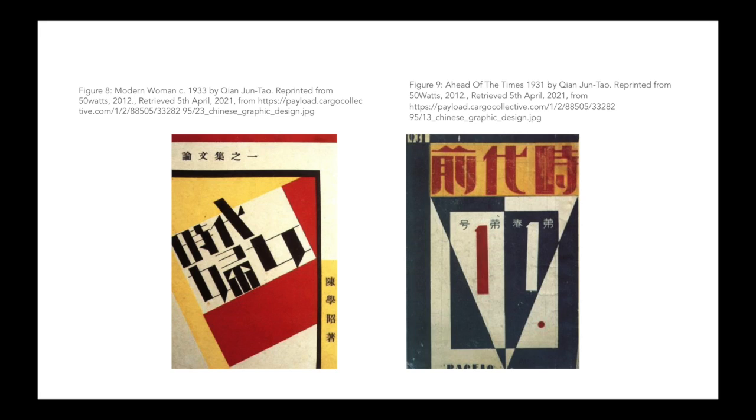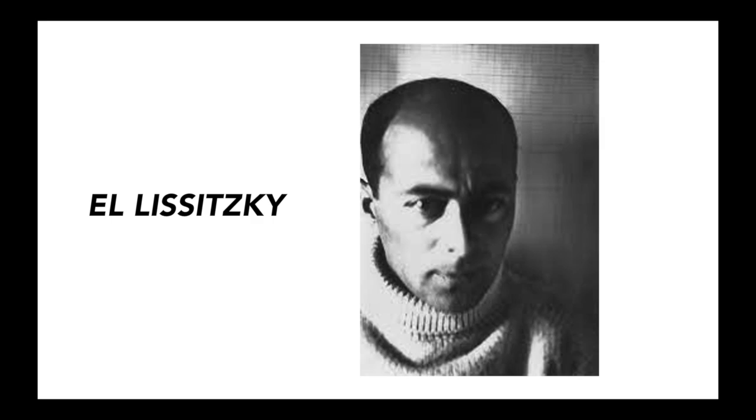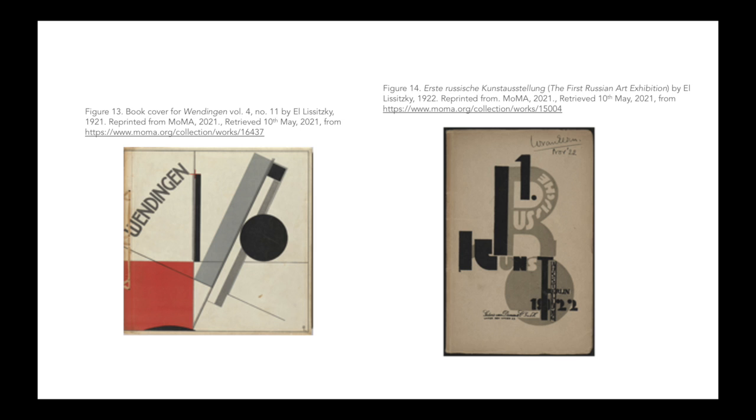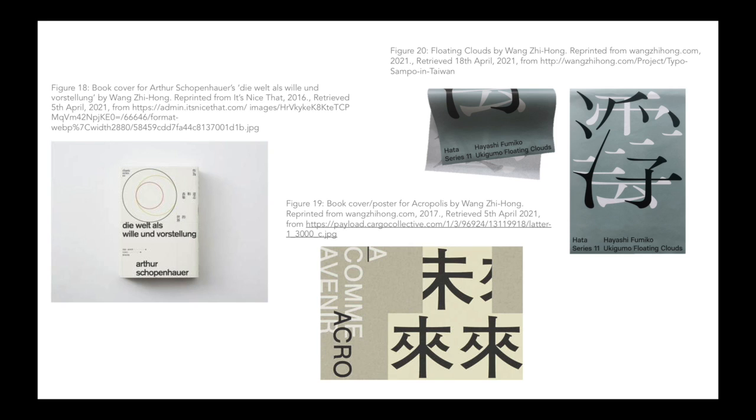Parallels can be made between Jun-tao's work and European design of the same period. The work of Lissitzky, a Russian designer born in 1890, uses the grid, type, shape, color, and contrast, similarly to Jun-tao. Asian contemporary designer Wang Zhi-Hong also manipulates type, shape, and color into his designs to create a hierarchy.